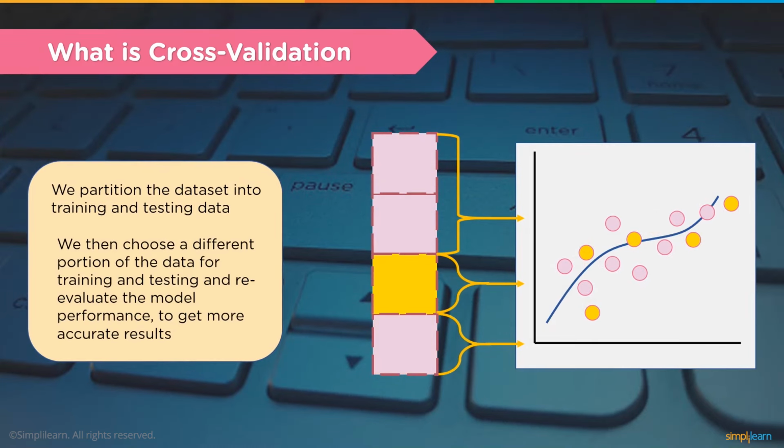We then choose a different portion of the data for training and testing and reevaluate the model performance to get more accurate results. And you can see here we've colored it in a nice pretty yellow for you. And so we've tested on the first section and now we're testing it on the second section. So we're still using 3/4 of the data to train our model and 1/4 to test it. And we just loop through all the different quarters to test it. That's what we're talking about when we talk about cross-validation, is we want to be able to get a picture of how it works on the data it hasn't seen.